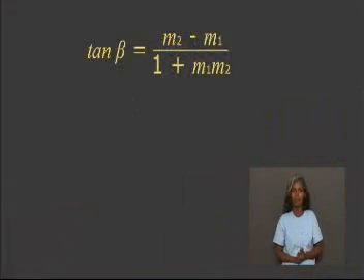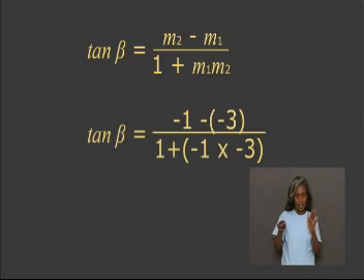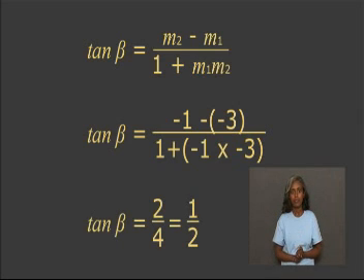Hello again, everyone. We are using this equation. By substitution, we get (-1 minus -3) over (1 plus the product of -1 and -3). This gives us 2 over 4, which is 1 over 2. So, the tan of beta equals 1 over 2.